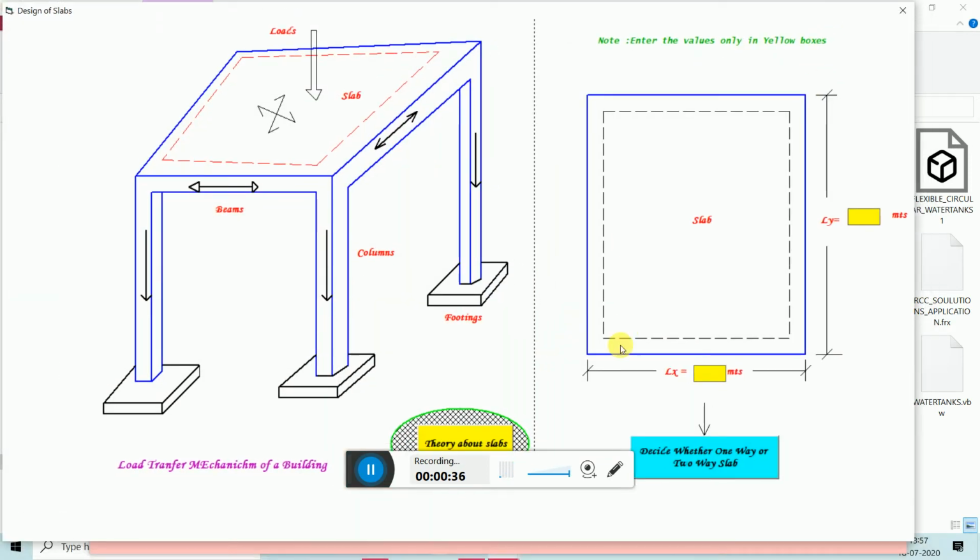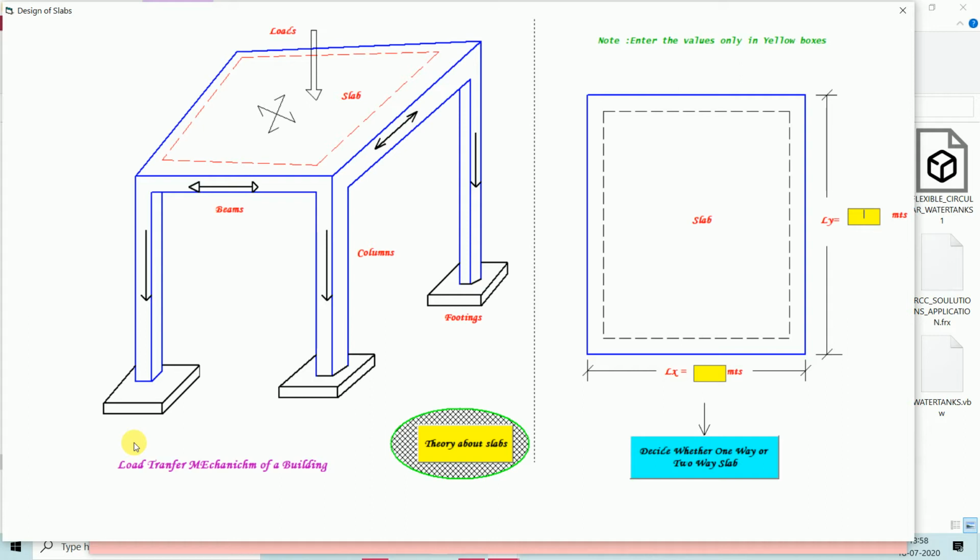You can see here this is the 3D one-story, 2-bay structure. I want to discuss briefly the load transfer mechanism of a building. You can see here the dead loads and live loads will transfer from slab to beams, from beams to columns, and columns to footings, and from footing to foundation. This is the load transfer mechanism of a building.